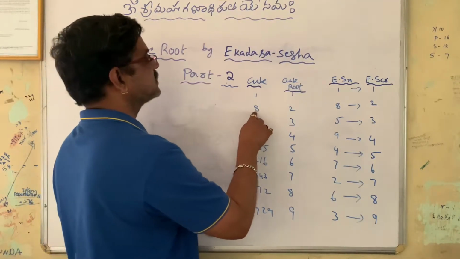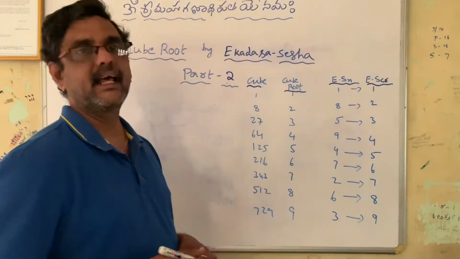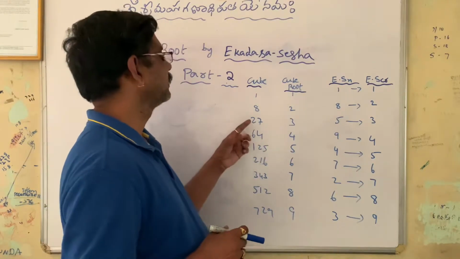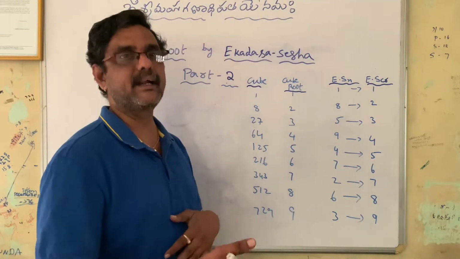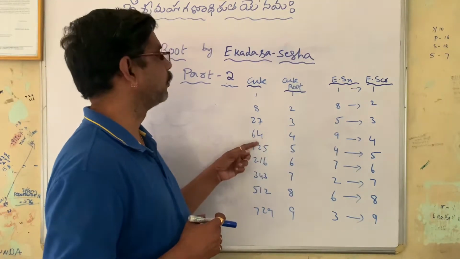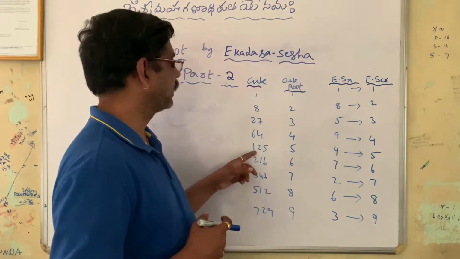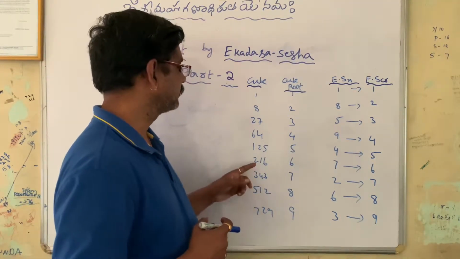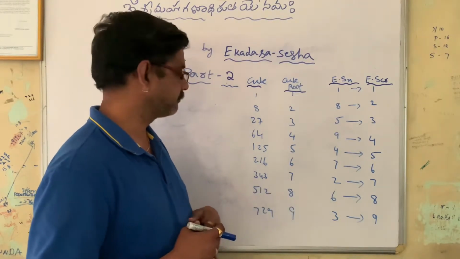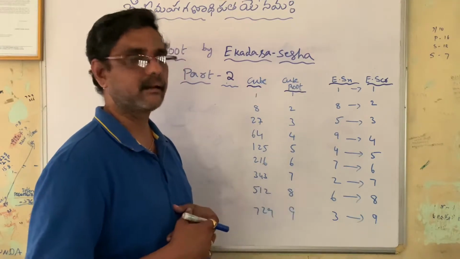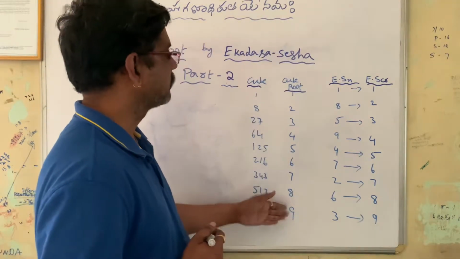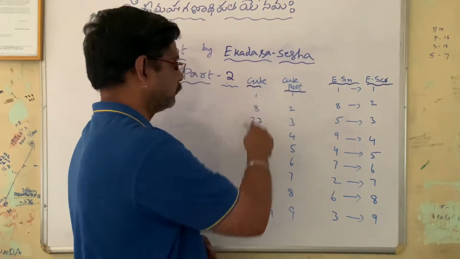Now, the second cube is 8. When we divide 8 by 11, the remainder is 8 only. Coming to 27, when we divide 27 by 11, the remainder is 5. 64, remainder 9. 125, remainder 4. 216, remainder 7. 343, remainder 2. 512, remainder 6. 729, remainder 3.